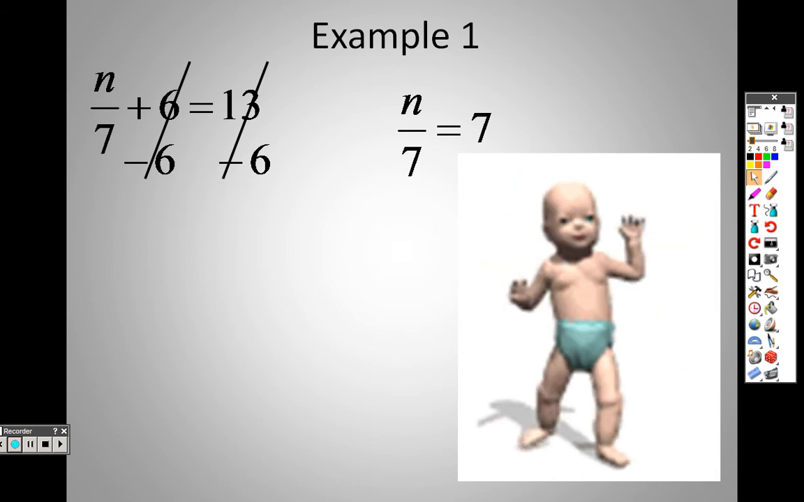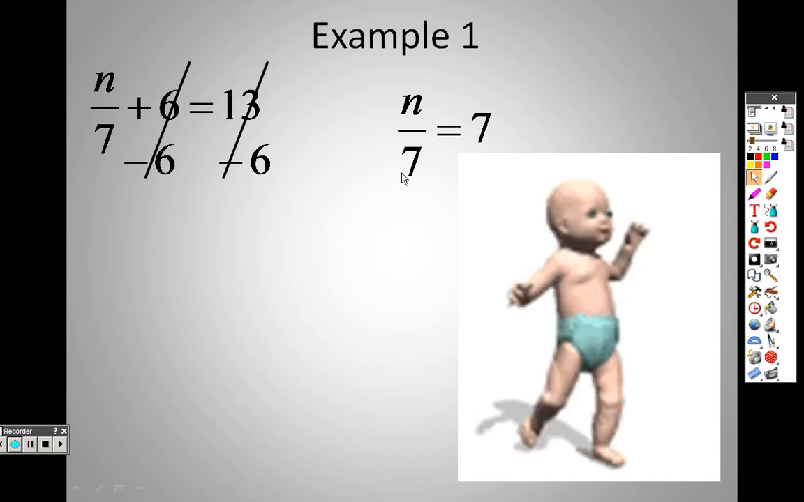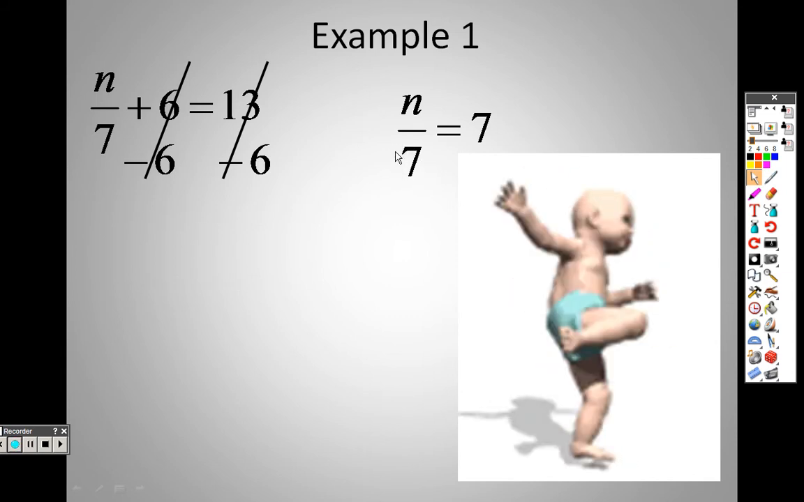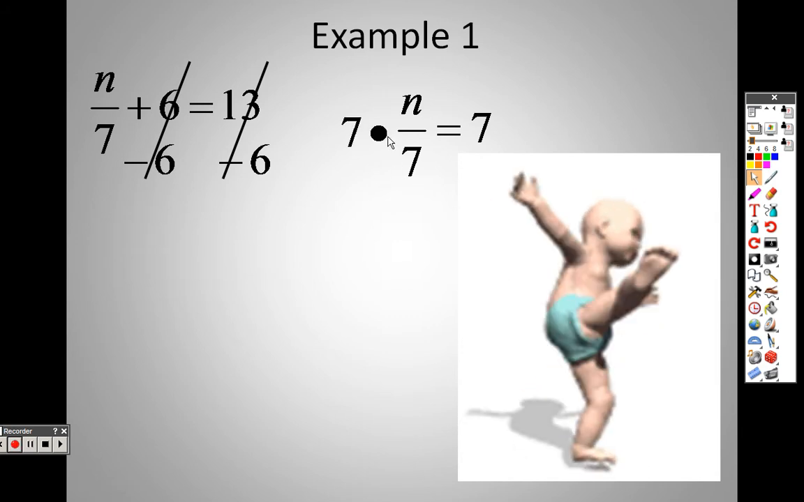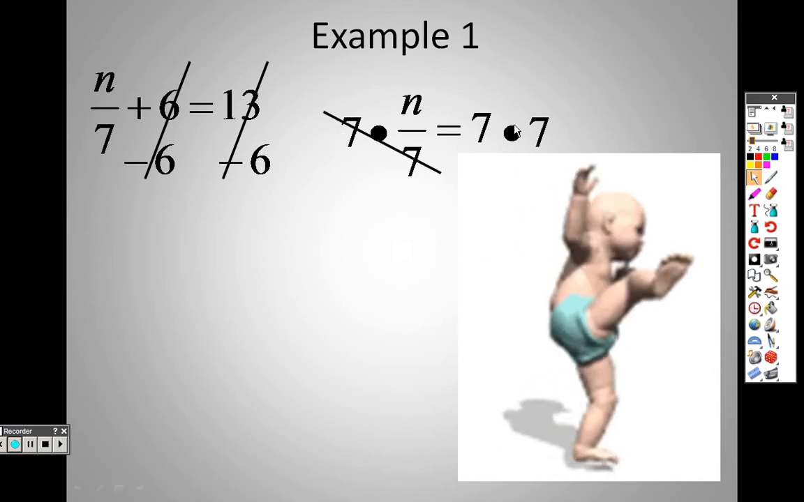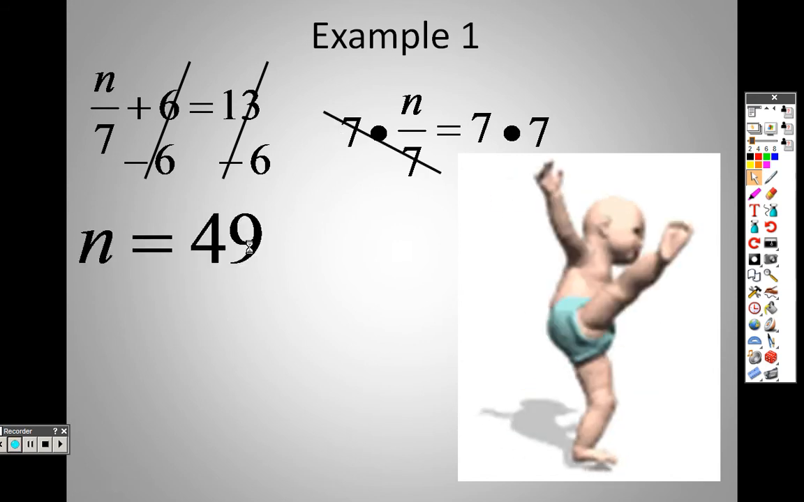multiplication. So, because this is divided by 7, I need to get rid of this 7. So to get rid of a fraction on the bottom, I need to multiply both sides by that 7. If I multiply by that 7 on both sides, I can get those 7s to cancel out, and 7 times 7 is 49.